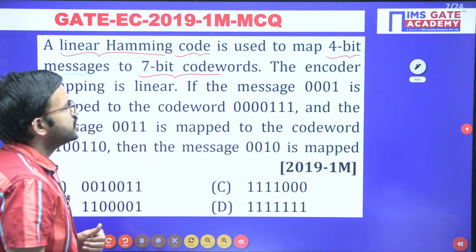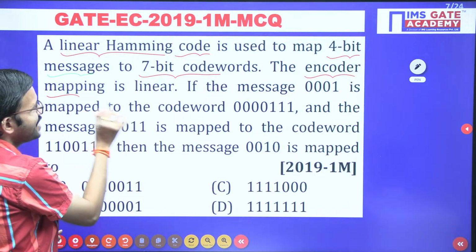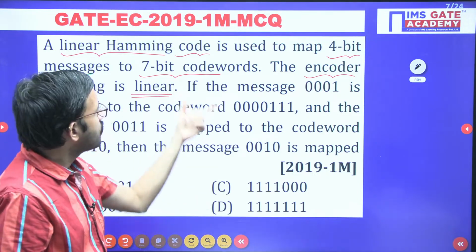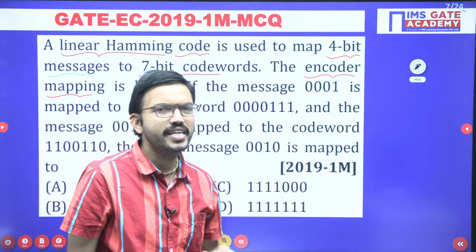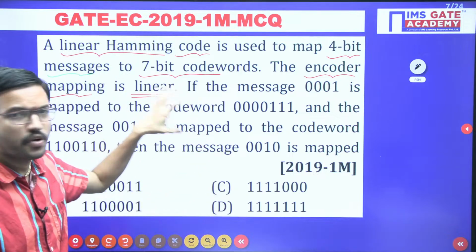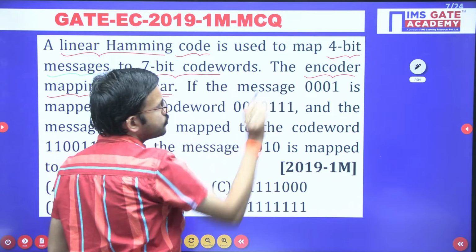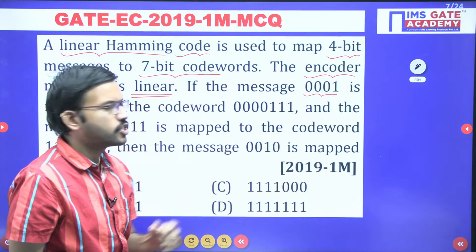Okay, so in this particular question they have mentioned that the encoder mapping is linear. So that means whatever the 7-bit code word you are getting here is a linear code. That is the key point in this particular question. Regarding the 4-bit message code, they have given 2 example cases.